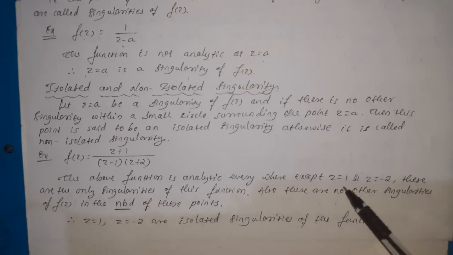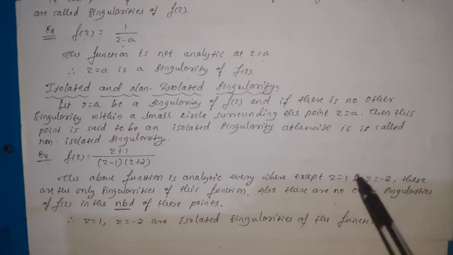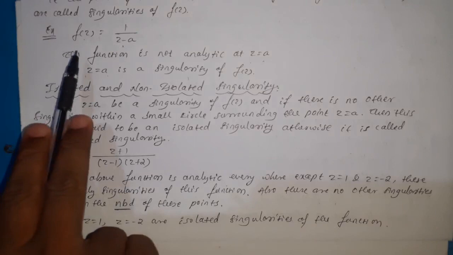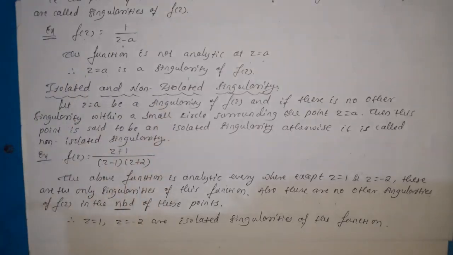Means if you consider 1.1 or 0.99 or minus 2.1, minus 2.2 or minus 1.99, like that, at those points the function is analytic, means that it is differentiable. So therefore this 1 and minus 2 are the isolated singularities of the given function. So here, singularity: isolated and non-isolated singularity.